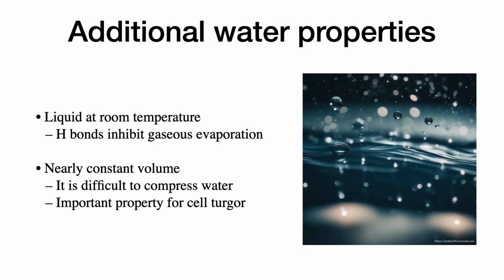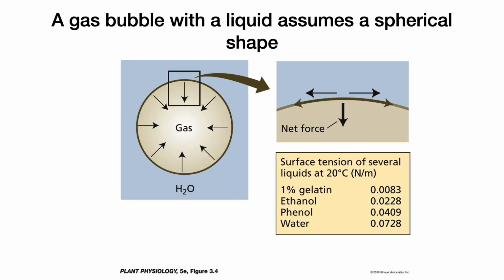Another important property of water is that it has a nearly constant volume. It's very difficult to compress water, and this becomes important later on when we talk about cell turgor in the plant, which allows a plant to be rigid and stiff rather than limp when it is dehydrated and it becomes wilty. A gaseous bubble in a liquid assumes a spherical shape.